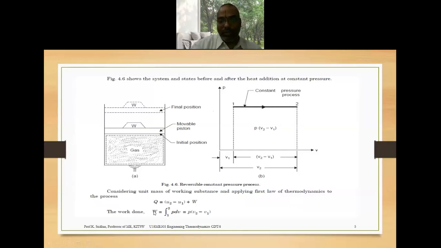Once again, you go to the first law of thermodynamics, that is delta Q is equivalent to dU plus delta W. Here delta W is not equivalent to 0, because in the previous case the volume was constant. So here delta W is equivalent to PdV. So dV is equivalent to 0 in the constant volume process.